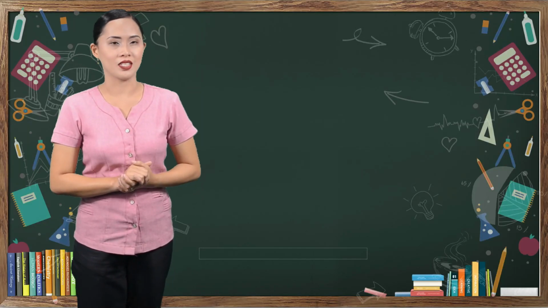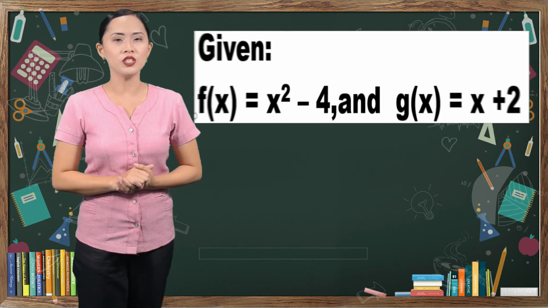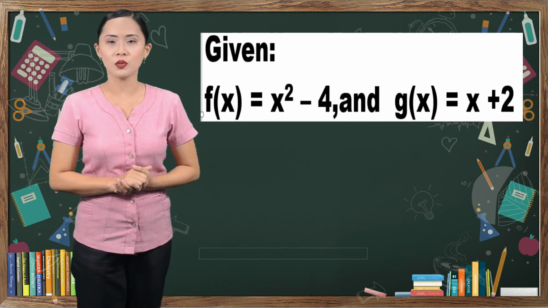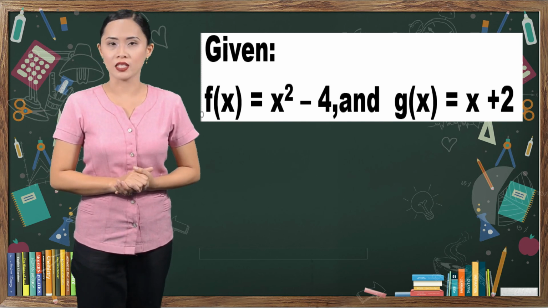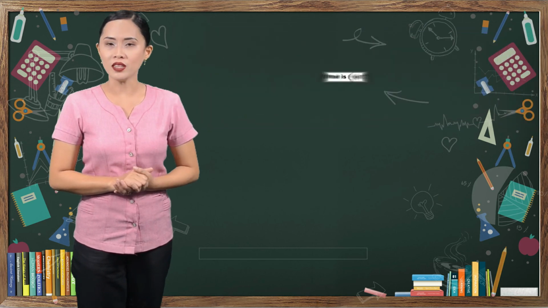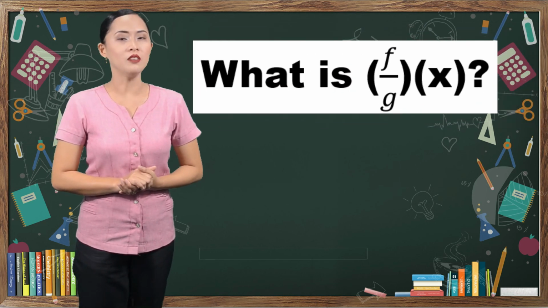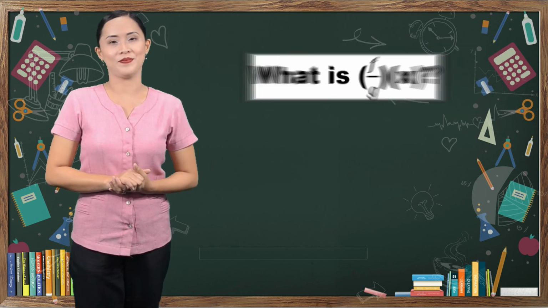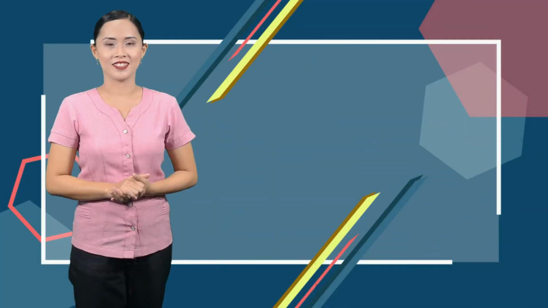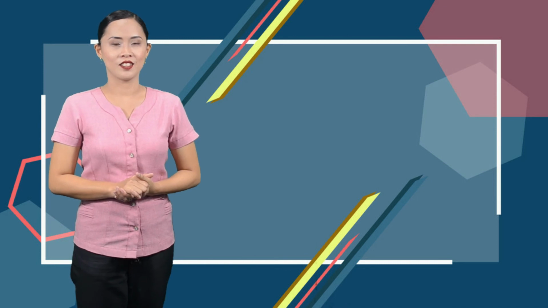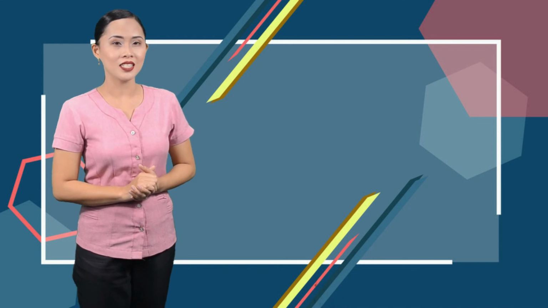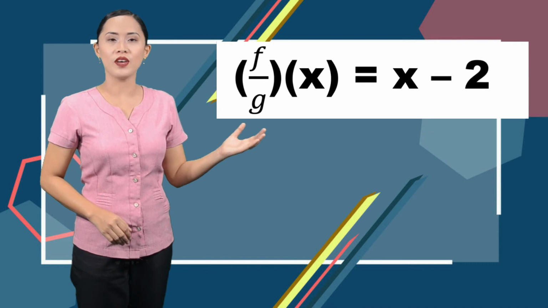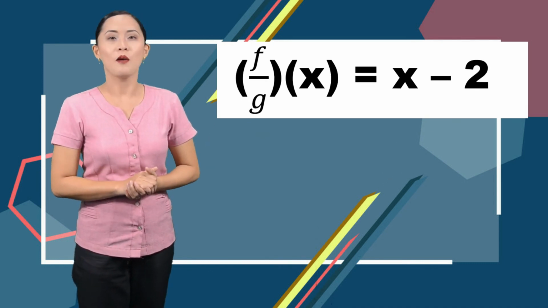Now, try this. Given f of x equals x squared minus 4 and g of x equals x plus 2, what is f divided by g of x? Are you done? Great! The answer is f divided by g of x equals x minus 2.